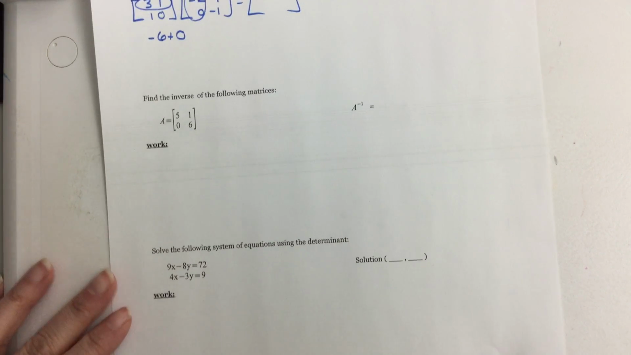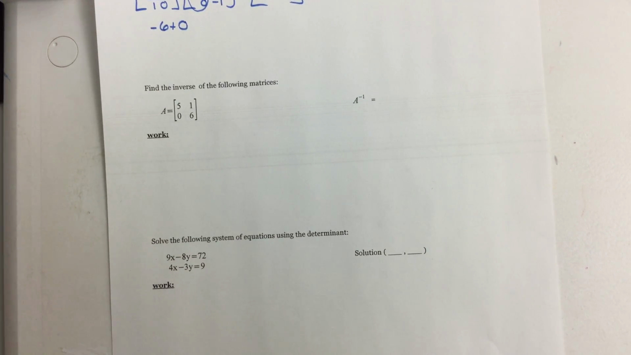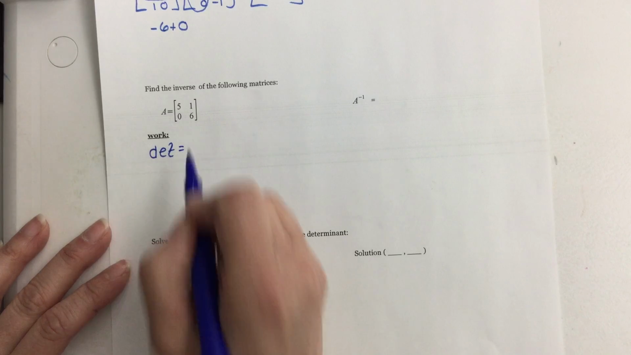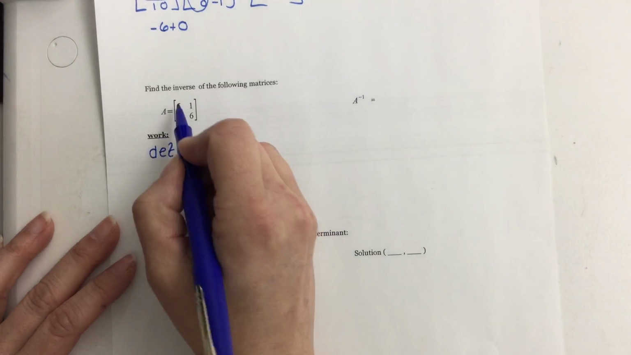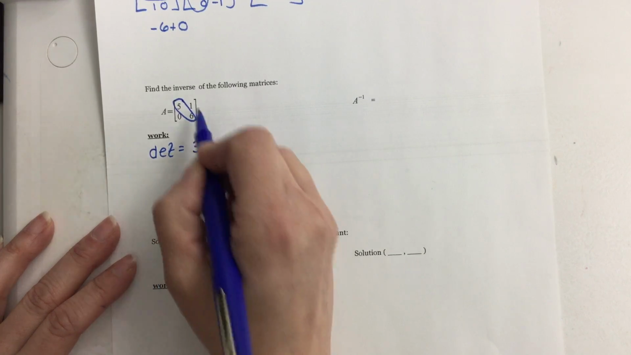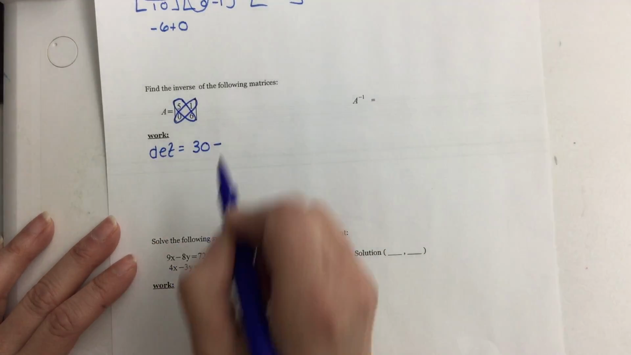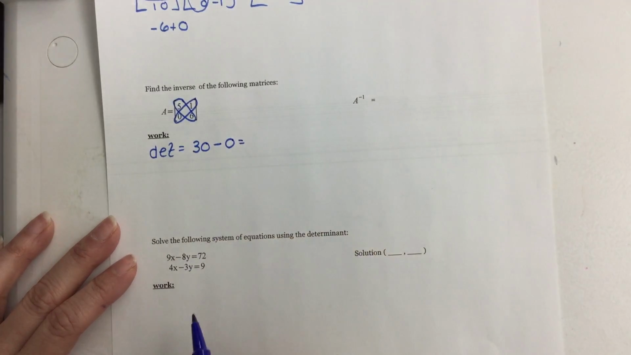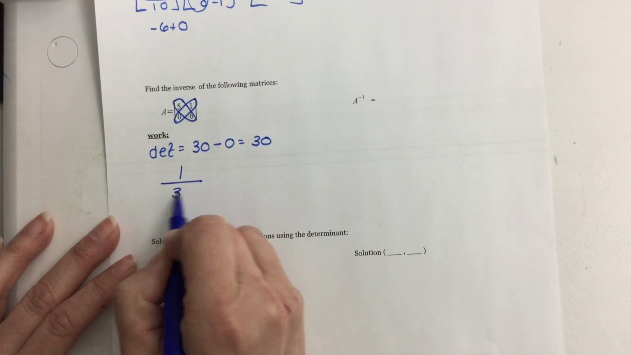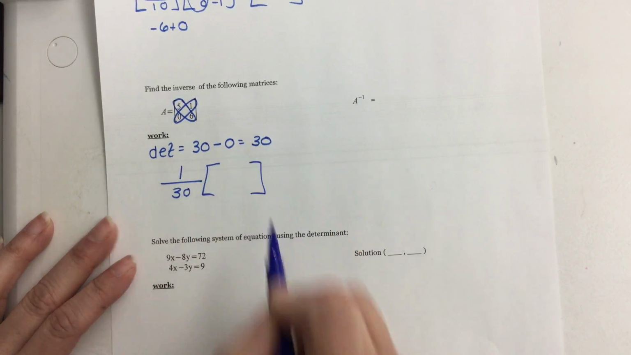Now the second skill, they are going to give you a 2 by 2 matrix, and you have to calculate the inverse. So remember, when you're finding the inverse, your first step is you have to take the determinant. So 5 times 6 is 30, minus 1 times 0 is 0. 30 minus 0 is 30. So it's 1 over 30. That's what goes out front.